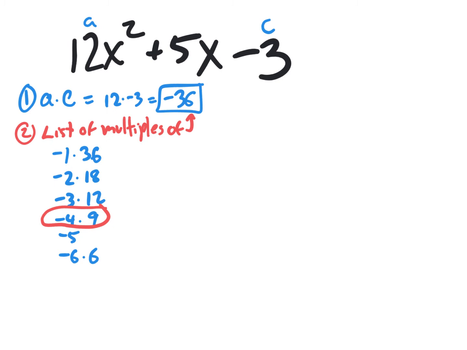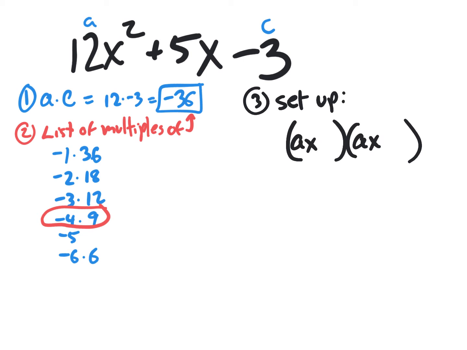Step 3, in case you forgot, step 3 is to set up this answer format: parenthesis, parenthesis, ax, ax, and then a number here and a number there. That's how we're going to set it up. I know that sounds weird, but we know that our answers are going to look like two binomials being multiplied together when you have a trinomial like this, right? Now, what is ax in this case? What is a? 12. So I'm going to write a 12x right here and a 12x right there.